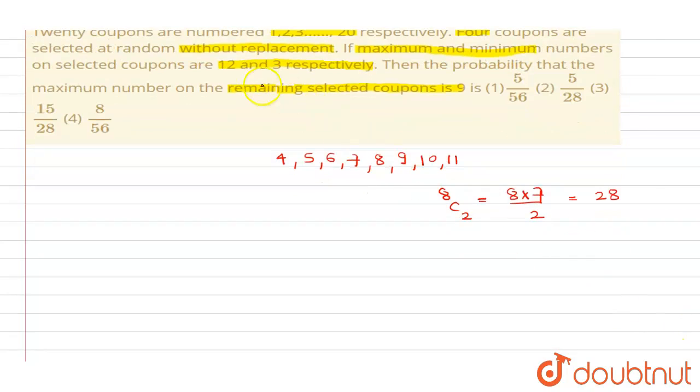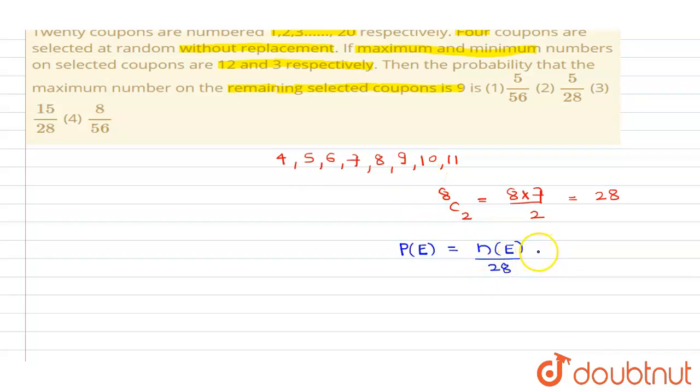Now see, we need to find the probability that the maximum number on remaining selected coupons is 9. Now let us consider that E is an event of getting maximum number on remaining selected coupons as 9. Therefore probability of E will be equal to number of favorable events of E, let me write it as n of E, divided by total number of possible events, which is 28 in our particular case, because we have 28 possibilities of selecting 2 numbers out of these 8 numbers. Now we need to find n of E.